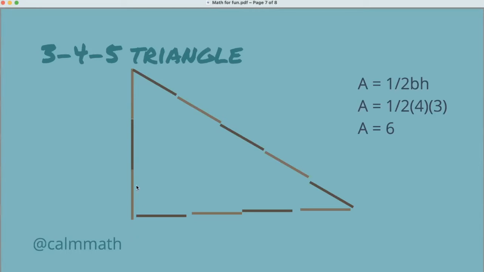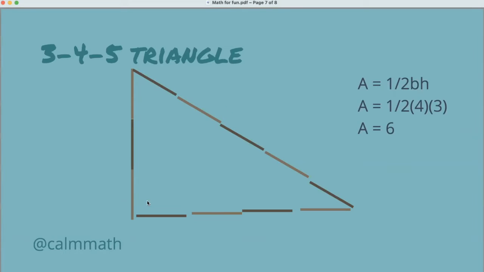So this is still 12 sticks. 3 plus 4 is 7. 7 plus 5 is 12. And the area of a triangle is 1/2 times base times height. So half of the base is 4 and the height is 3. So the area is 6. But wait, I thought you said we were trying to get a shape with the area of 4. So this isn't quite small enough.